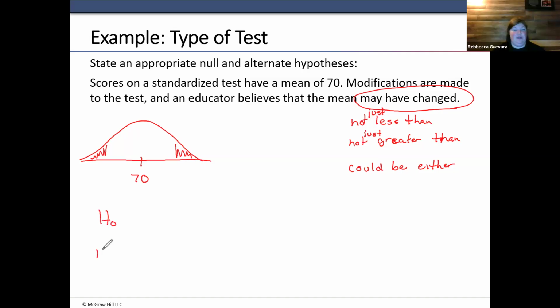So once again, we look for our null hypothesis and our alternative hypothesis. Our null hypothesis is going to be standardized test scores have always had a mean of 70. And after the modifications, that mean is going to stay 70. The alternative, though, this is where things change. The alternative is we made modifications to this test, and now the average isn't 70. We don't know what it is, but it's definitely not 70. Like I said, it could be smaller, it could be greater than.